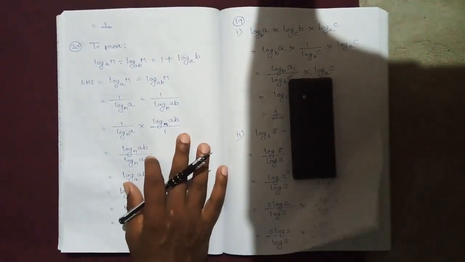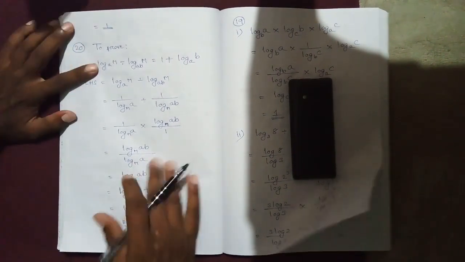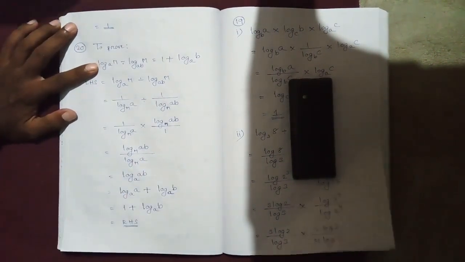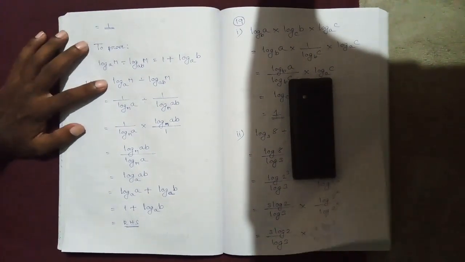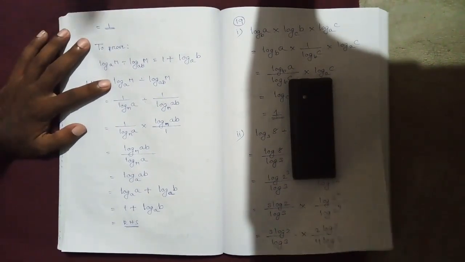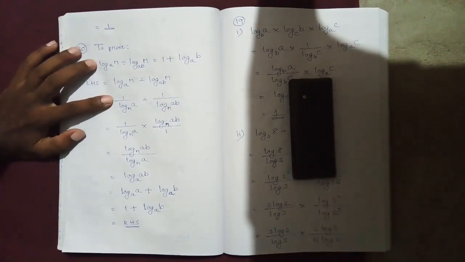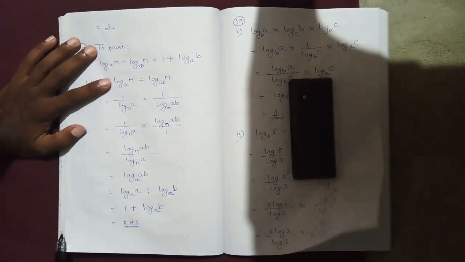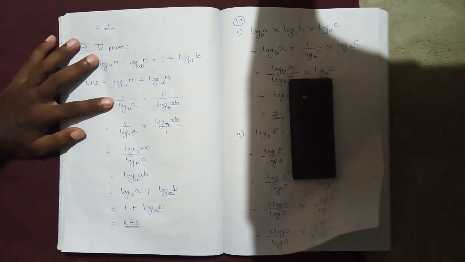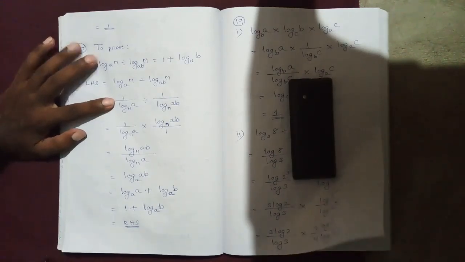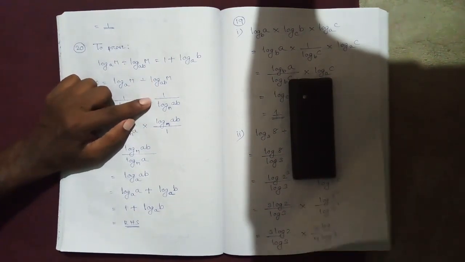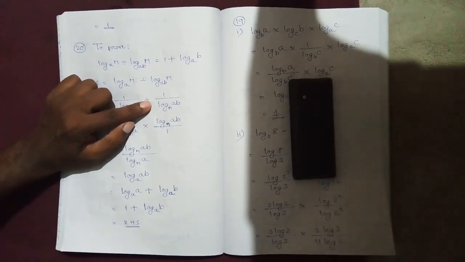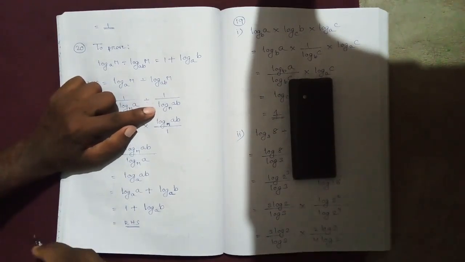Next move to number 20. We have to prove that log M at the base A divided by log M at the base AB is equal to 1 plus log B at the base A. Start from LHS. Log M at the base A divided by log M at the base AB is equal to, now in place of log M at the base A we can write 1 by log A at the base M, interchange the base and result, divided by, same case here, log M at the base AB can be written as 1 by log AB at the base M, interchange the base and result.